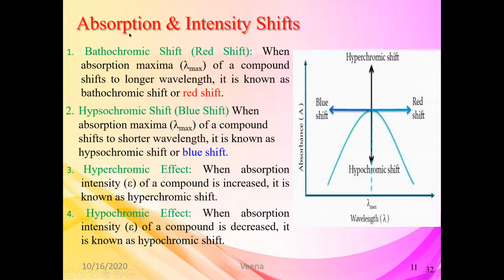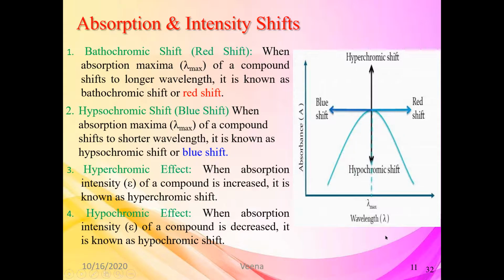Now we shall see the bathochromic shift, or it is also called the intensity shift. So to explain the nature of UV spectroscopy, we frequently use these words. For example, bathochromic shift, in which the lambda max is shifted to higher wavelength, longer wavelength, due to the attachment of auxochrome or the change in the structure. It is also called redshift.